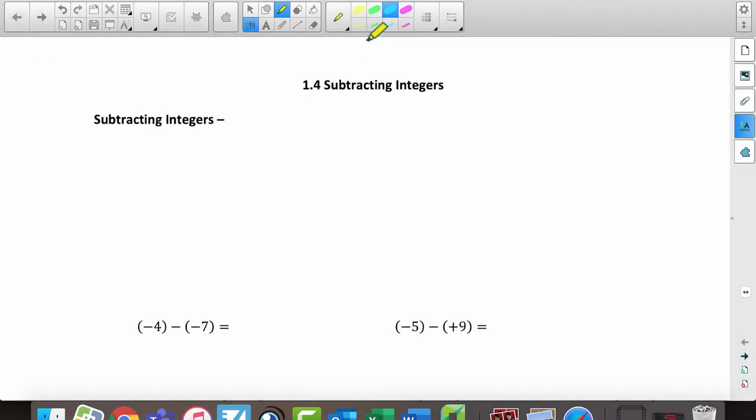Okay, grade 8s, we're going to finish off integers now. We're going to do subtracting integers. And I honestly hope that when you see this, you're like, ugh, I don't want to subtract integers. We've already done multiplying, dividing, and adding. I don't want to subtract integers. I really, honestly hope you feel that way.